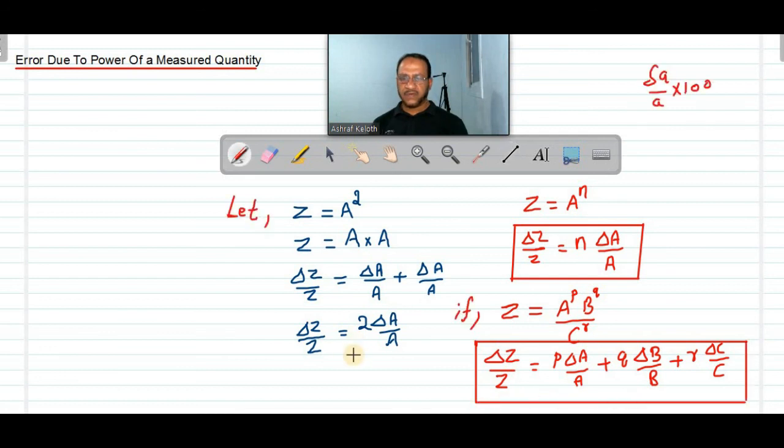Okay, sir. If I multiply the final equation delta Z by Z by 100, we will get the percentage error. So we should multiply at each term, that is P into delta A by A into 100, Q into delta B by B into 100, and R into delta C by C into 100. Then you will get the percentage error in the total measurement.